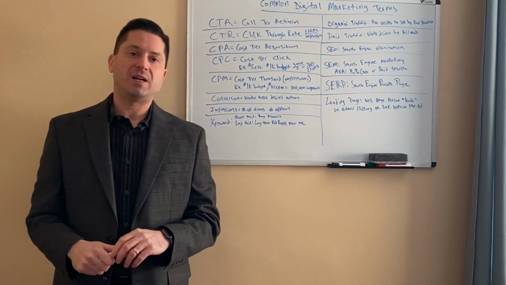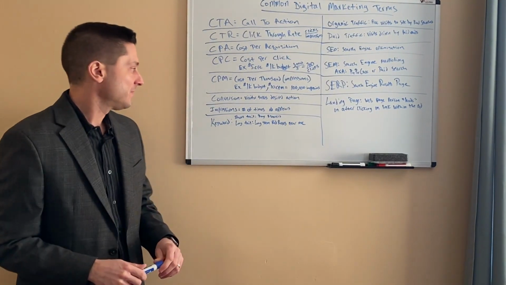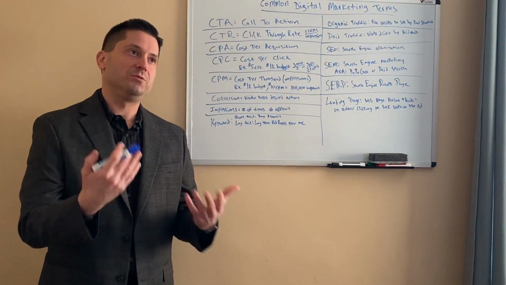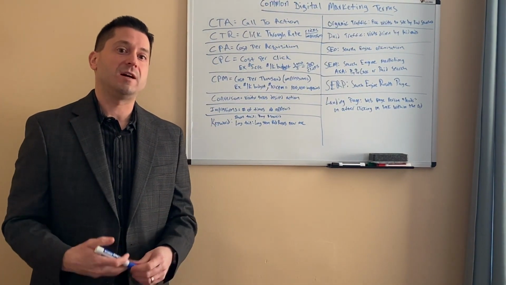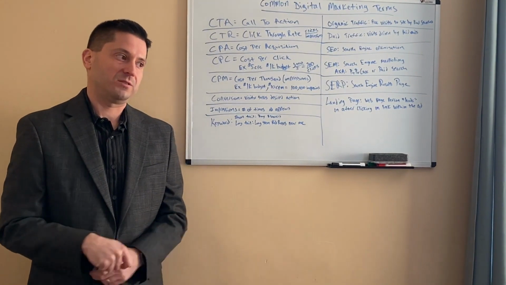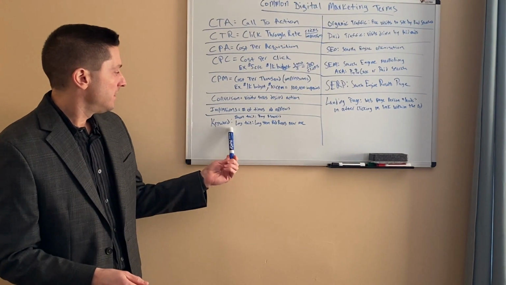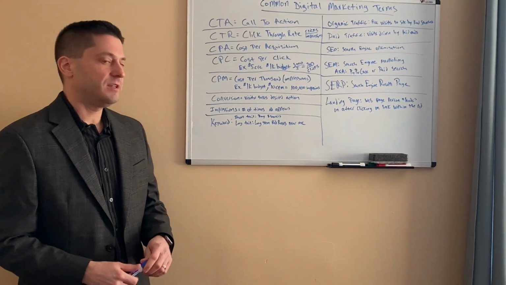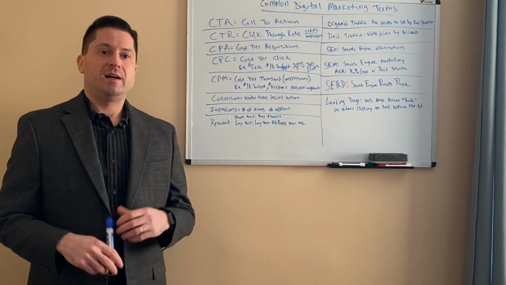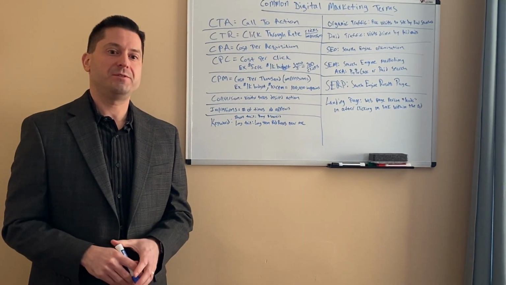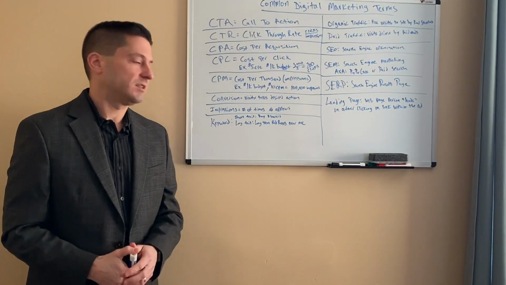Impressions, the number of times your ad appears. That's the number of times a user on the web would see your ad, not necessarily click on it. So an impression is just when they see your ad. Keyword, that's obvious: a word or phrase people type into a search engine to get the results they want.